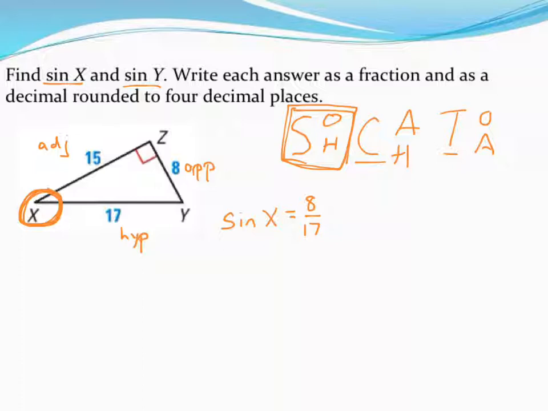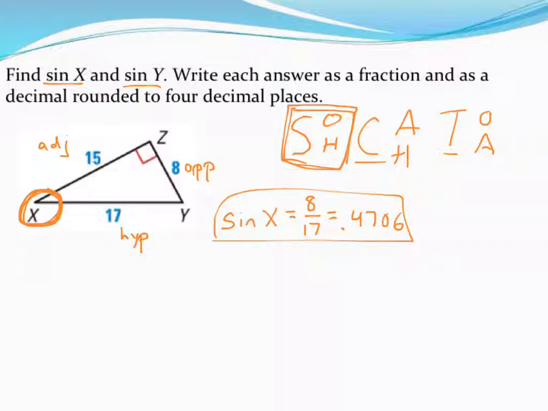Now you'd simplify that fraction if you could. 8 over 17 can't be simplified, but notice in the directions, they also want the decimal rounded to 4 decimal places. So I'm going to do that on my calculator, 8 divided by 17, and get a decimal of 0.4706 if I round off. So there's the sine of x as a fraction and as a decimal.